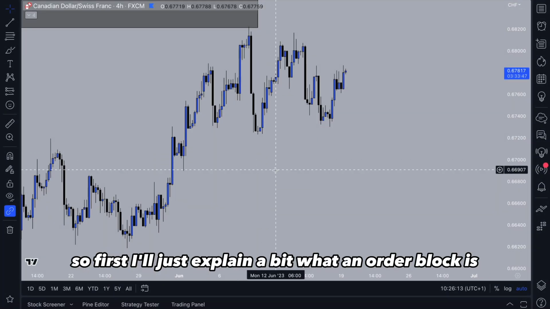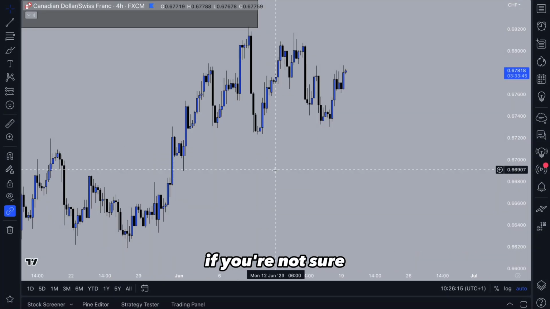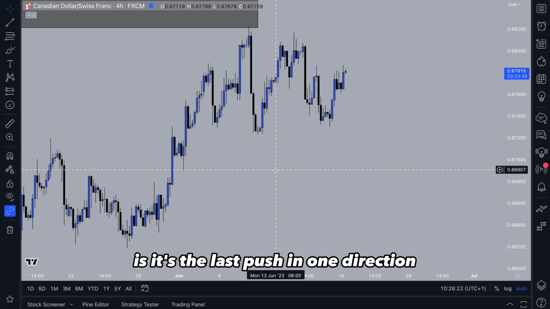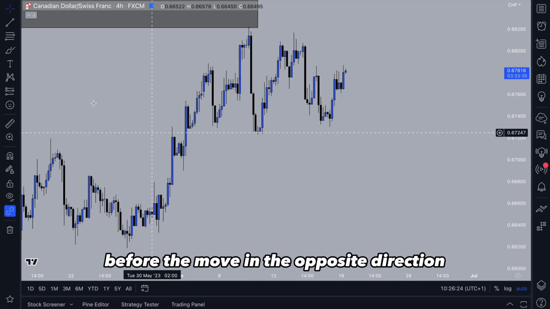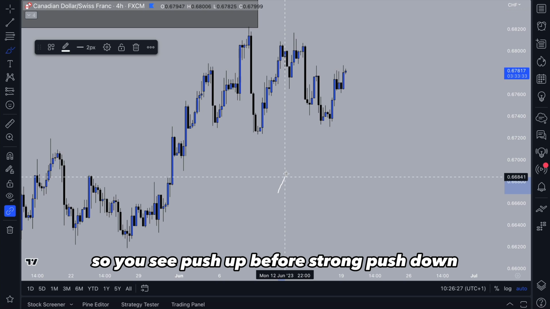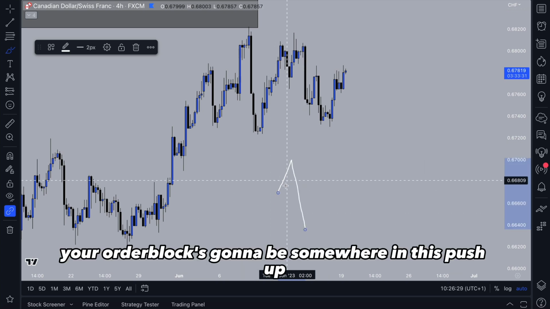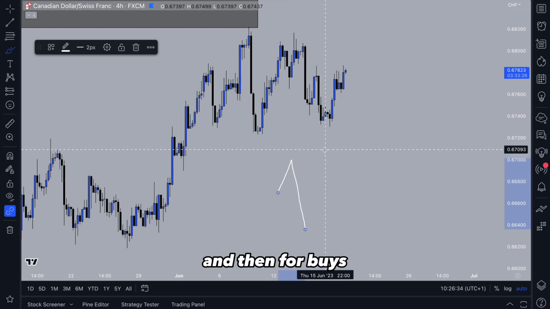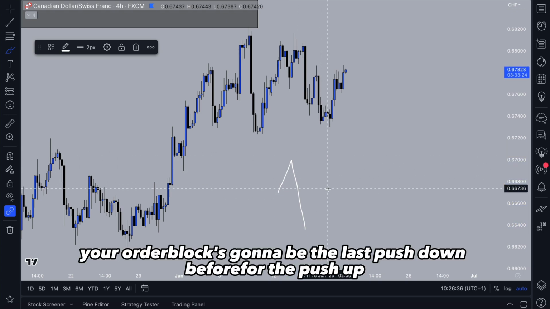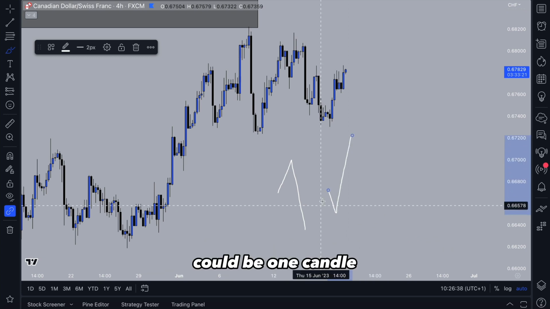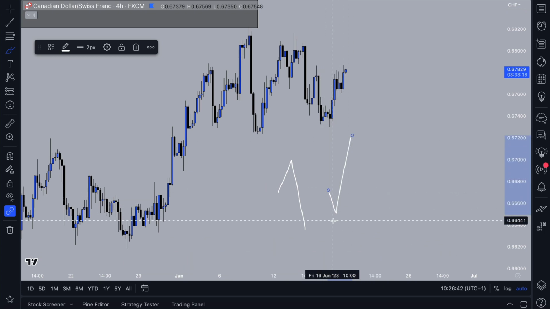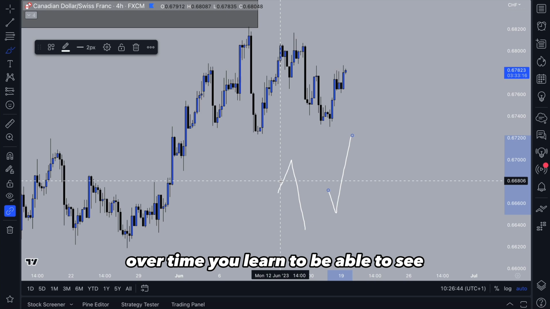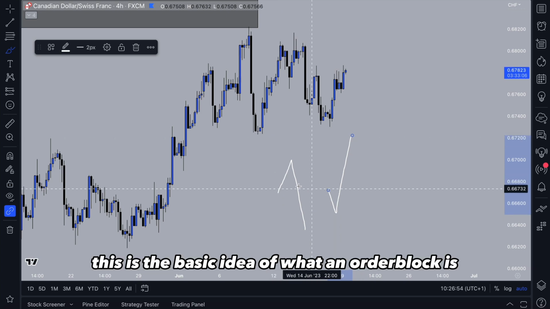Let's get into it. So first, I'll just explain a bit what an order block is if you're not sure. If you want a more in-depth guide, check out YouTube, there's going to be loads of videos on it. But basically it's the last push in one direction before the move in the opposite direction. So you see push up for strong push down. Your order block is going to be somewhere in this push up. It could be the whole push up. And then for buys, your order block is going to be the last push down before the big push up. It could be one candle, it could be a couple of candles. Over time you'll learn to be able to see which is most likely.